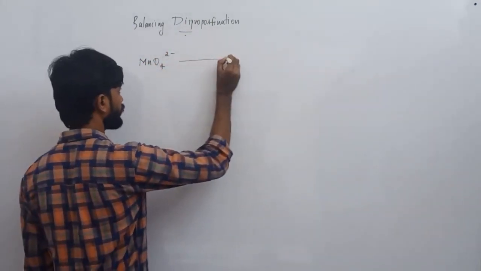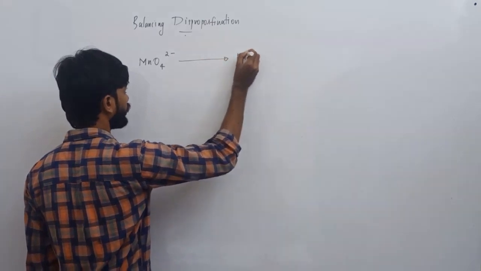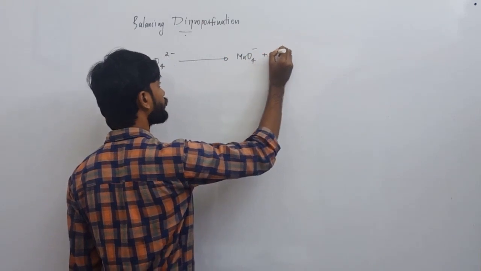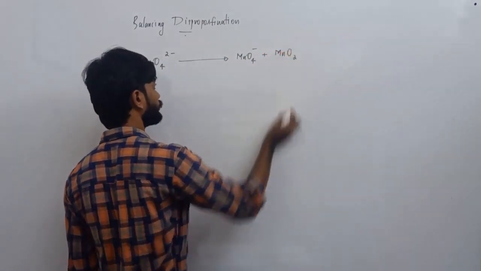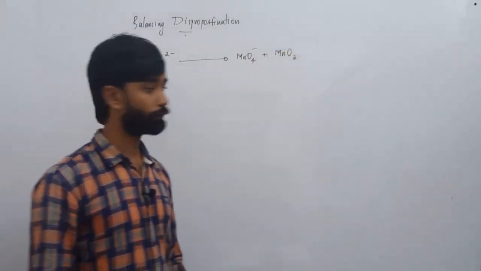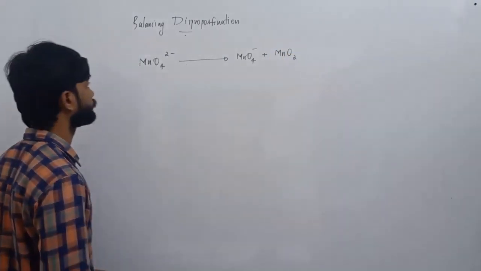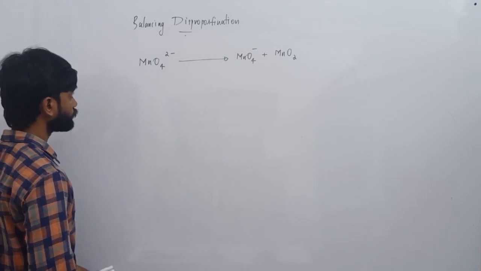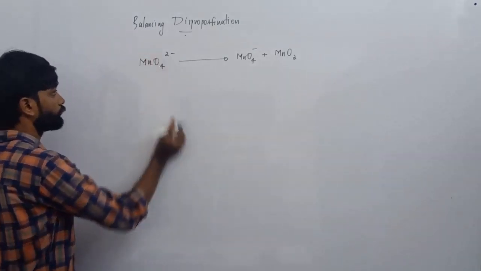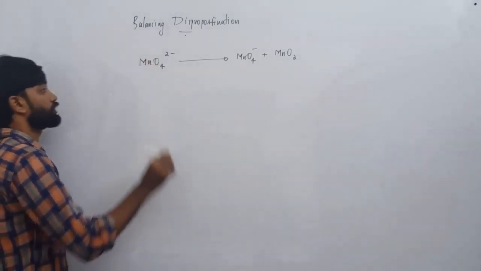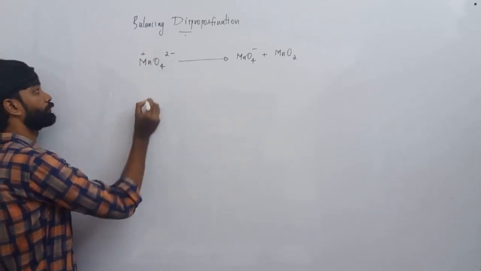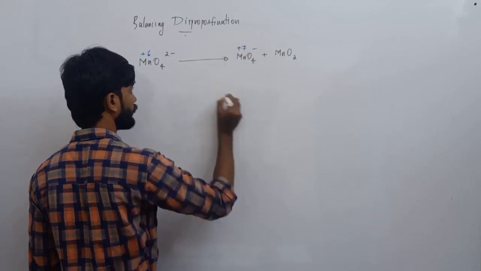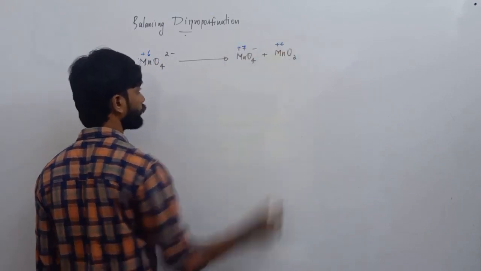MnO4 2-, which disproportionates to permanganate, MnO4 minus, plus MnO2. Ready. So first check the oxidation state. Here plus 6, here plus 7, here plus 4.